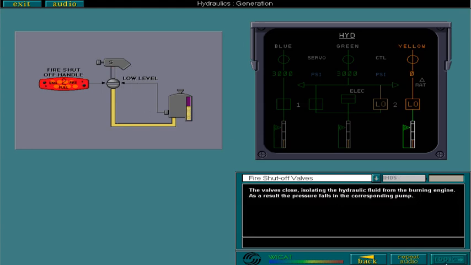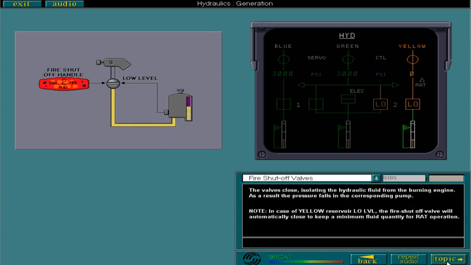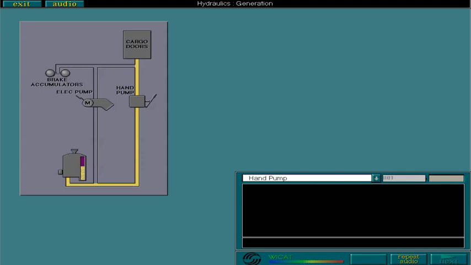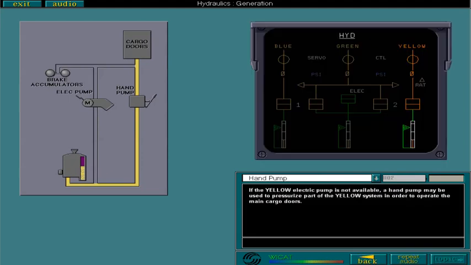Note, in case of yellow reservoir low level, the fire shut-off valve will automatically close to keep a minimum fluid quantity for RAT operation. On ground, with no systems pressurized, a hand pump may be used to pressurize part of the yellow system in order to operate the main cargo doors. Like the fire shut-off valve, the hand pump is not displayed on the ECAM.